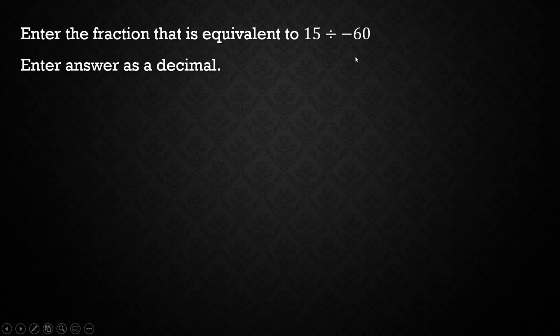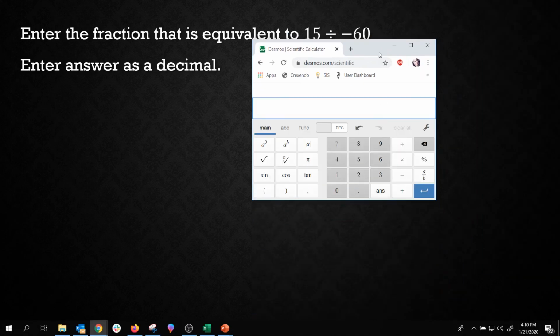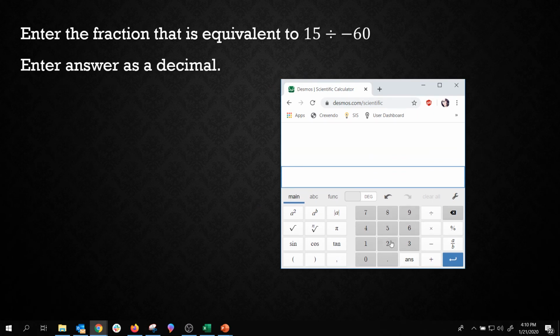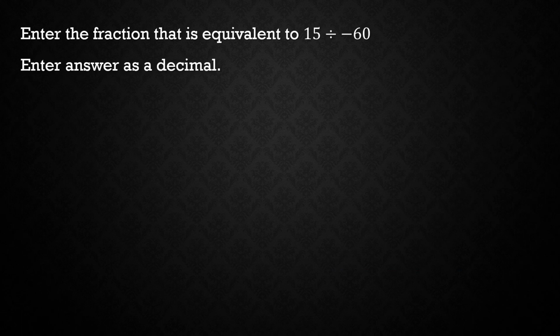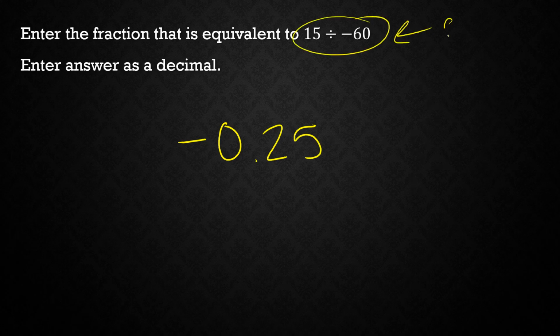All right, enter the fraction that is equivalent to 15 divided by -60. Enter your answer as a decimal. So this one I thought was kind of strange because it says enter the fraction, but then it says enter your answer as a decimal. So I think that might have just been a typing error. Pretty much what you want to do here is type that 15 divided by -60 into a calculator, and you'll get your decimal that you type in. So 15 divided by -60 is going to give you -0.25. So that's what you would type in for this problem here. Not that decimal, because your numbers are a little bit different, but that's how you would do that one. So you just type this into your calculator.